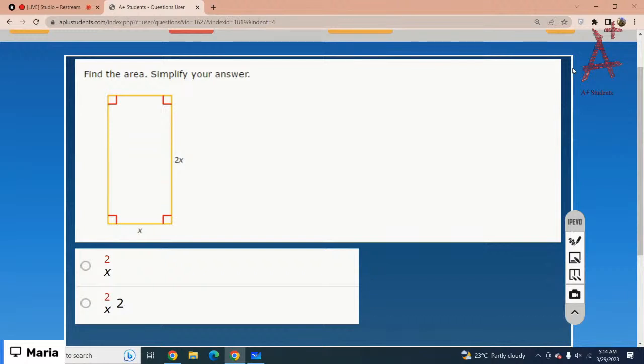You have to do length times width. Length is 2x and width is x. So 2x times x is 2x square.